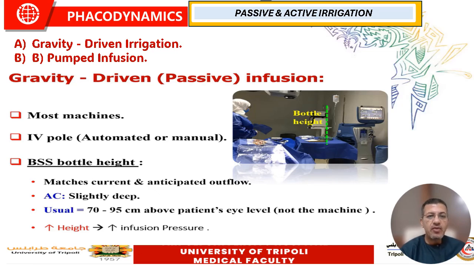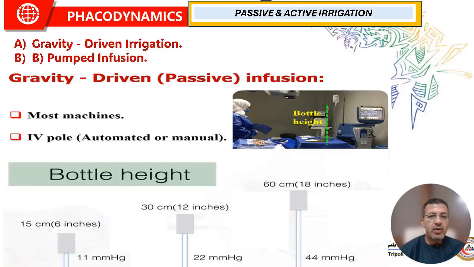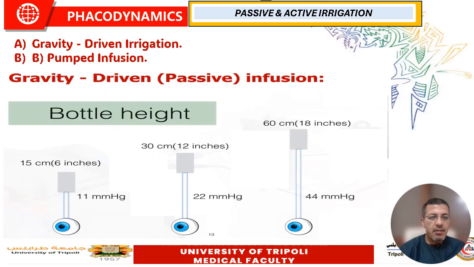The gravity-based infusion is mainly related to the bottle height. The higher the bottle, the higher the irrigation pressure. It is also related to how much vacuum you have in the system, how much aspiration flow rate, and how much leakage from the wound. You can see from here that to keep an infusion pressure of 11 mmHg, you have to elevate the bottle height to 15 centimeters. If you elevate the bottle height to 30 centimeters, you will have a 22 mmHg infusion pressure within the eye. And for 60 centimeters, you have a 44 mmHg infusion pressure within the eye.